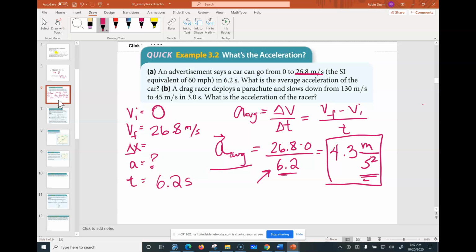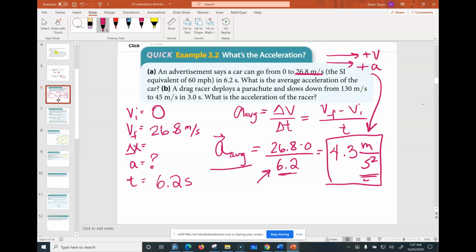We know if you just draw a quick vector diagram and you say, okay, a car is moving to the right. So that's a positive V. It's going from 0 to 26.8. What direction is your acceleration going to be in? First think, is it speeding up or slowing down? It's speeding up. Which direction is your acceleration going to be then? To the right. So your acceleration should mathematically come out to be positive. And it did. So we're on the right track.